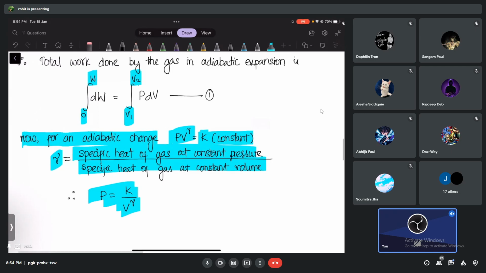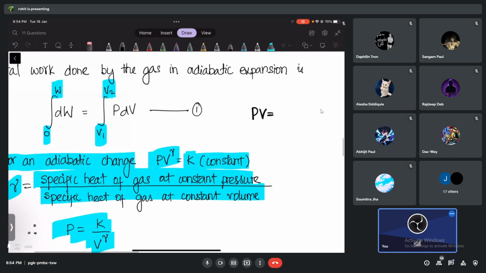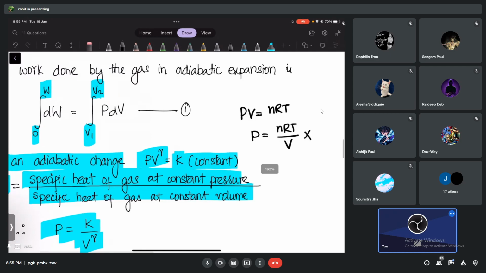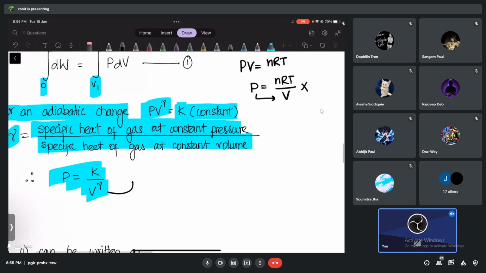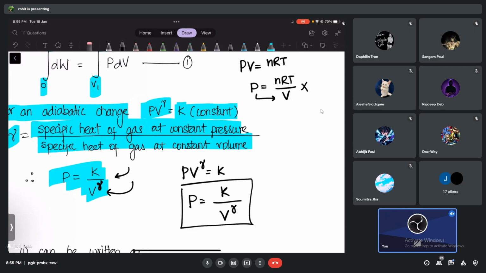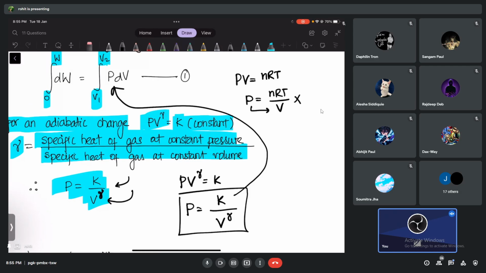Earlier I wrote PV equals nRT, so P equals nRT by V, but this time I cannot do this, because pressure does not depend inversely on volume alone, but inversely on the volume to the power gamma. I've just written PV to the power gamma is a constant, so I can write pressure is equal to constant by volume to the power gamma. This is what I'm going to replace in place of pressure. Earlier, for your isothermal expansion, it was volume to the power 1. Now we are going to replace this in the formula.